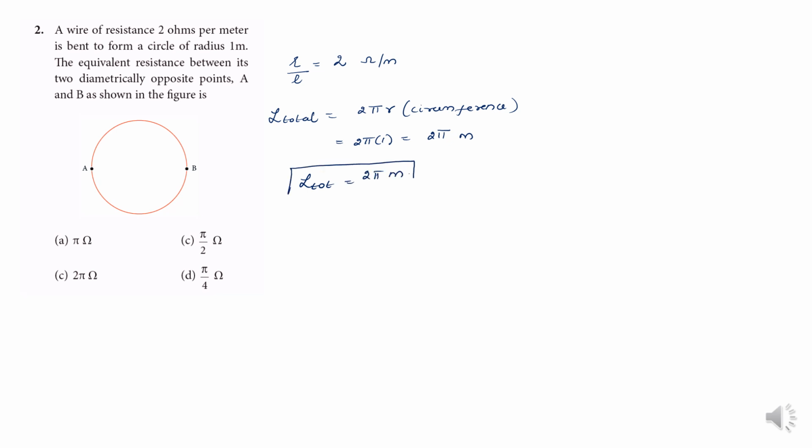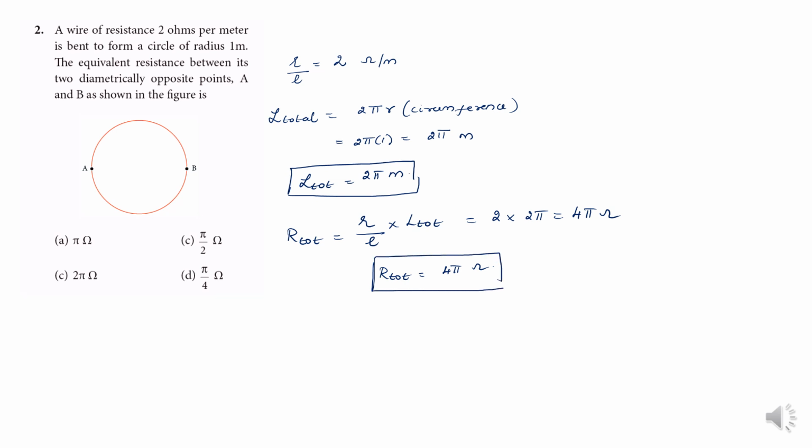So if the length is 1 meter, the resistance is given as 2 ohms. If the length is 2 pi meters, the total resistance can be found out by R total is equal to resistance per unit length into L total, which is 2 into 2 pi, that means 4 pi ohms. So the total resistance of the wire which is bent to form a circle is 4 pi ohms. The question here is the equivalent resistance between its two diametrically opposite points.